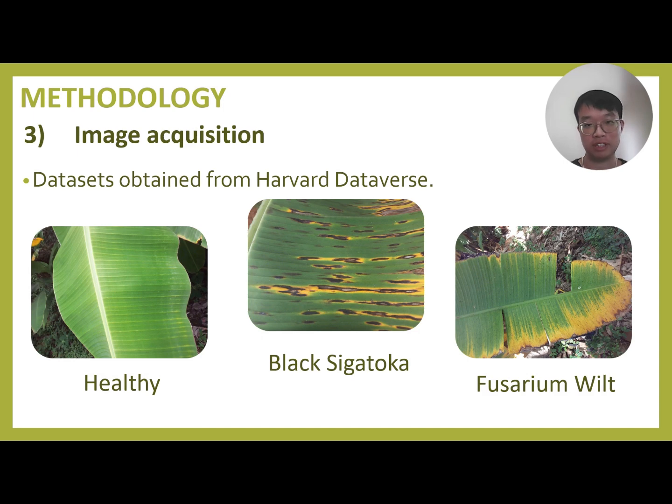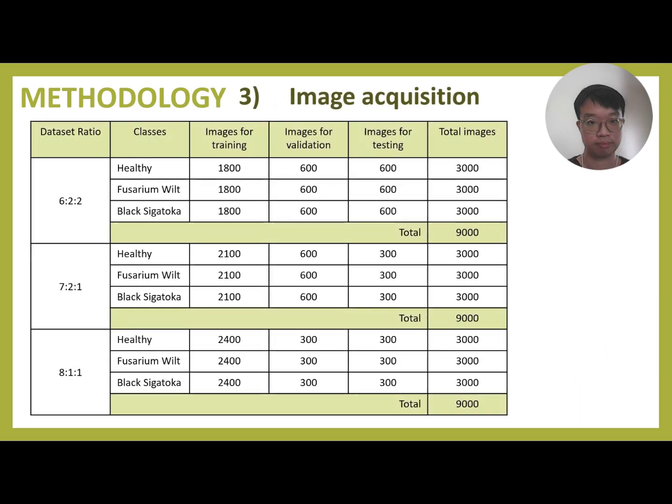The first step of the project is image acquisition. The datasets are obtained from Harvard Dataverse, and the classes included in the database are healthy, black sigatoka, and fusarium wilt. This table shows the dataset ratio and how the dataset is split into training set, validation set, and testing set for each class. For each class, the total images are 3,000, and the total images for the whole dataset are 9,000.